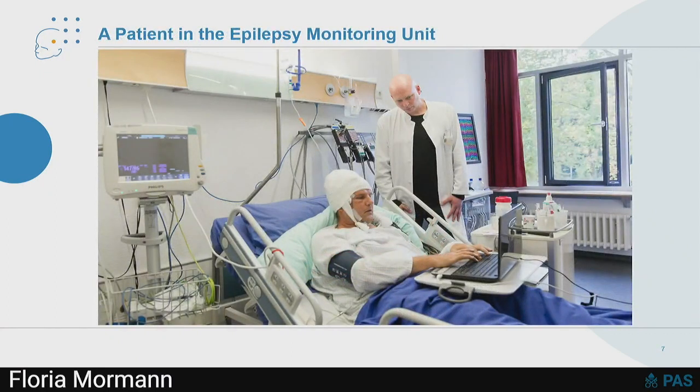Here's a picture of one of our epilepsy monitoring unit rooms. You see the patient here with a big head dressing because we have to fit the preamplifiers into it. We need to preamplify the signal as close to the electrode as possible. It wouldn't be possible to transport it across the room without getting totally contaminated. The patients typically are at the EMU for 1 to 2 weeks. During that time, they wait for their seizures to occur, and they're not allowed to leave the bed, so they're typically quite bored and also quite motivated to participate in cognitive experiments.